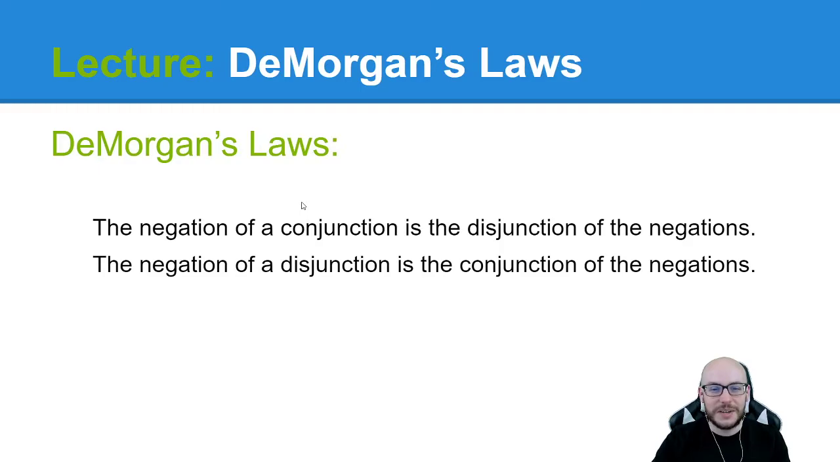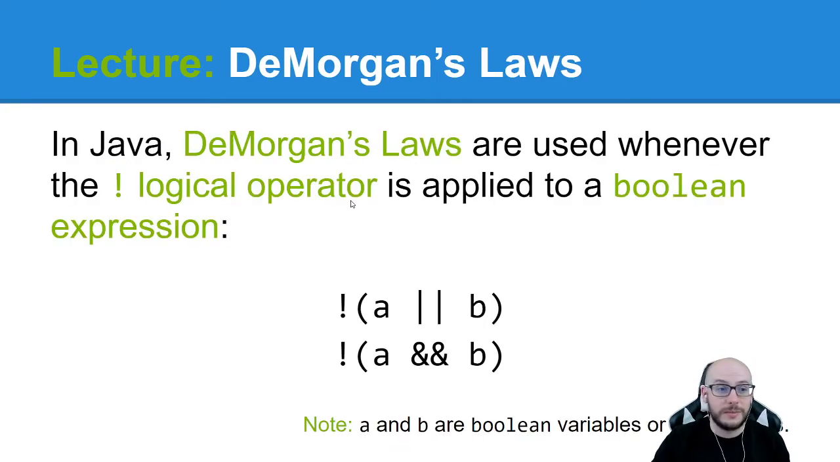The negation of a conjunction is the disjunction of the negations. The negation of a disjunction is the conjunction of the negations. And now you get it. I don't have to say any more. I have no idea what this means. In Java, DeMorgan's laws are used whenever the not logical operator is applied to a Boolean expression.